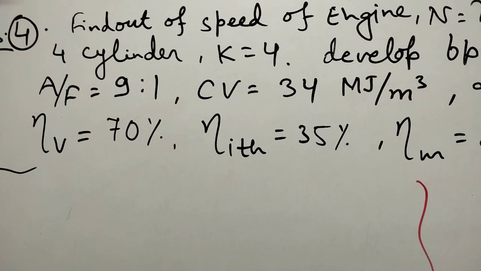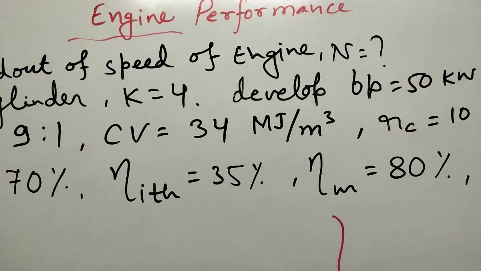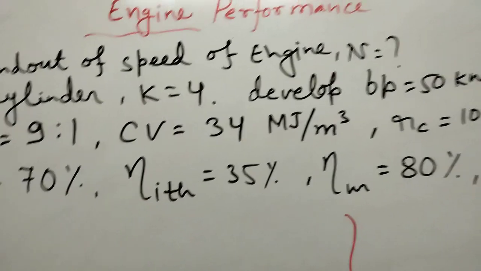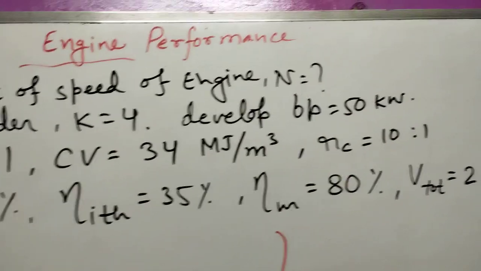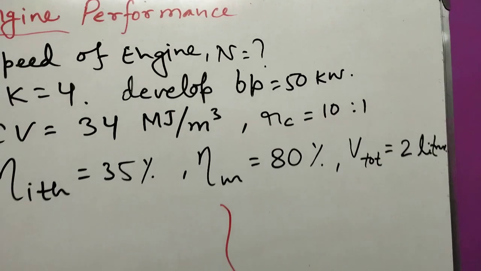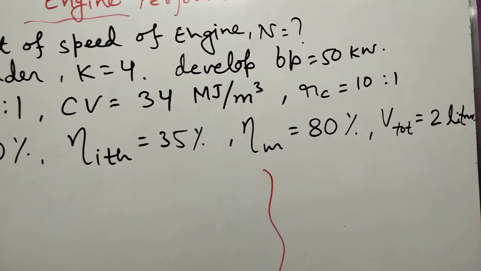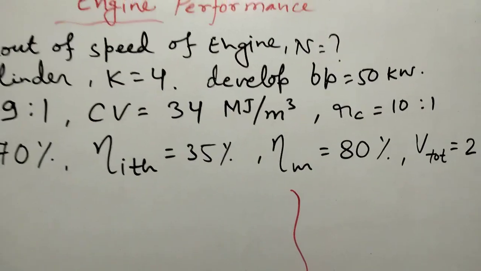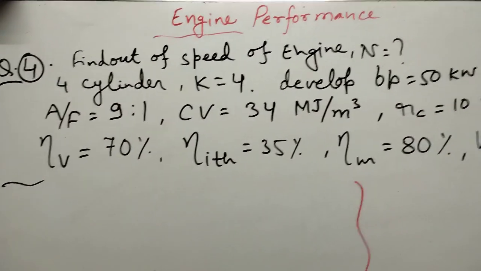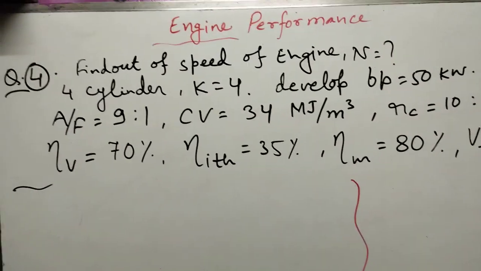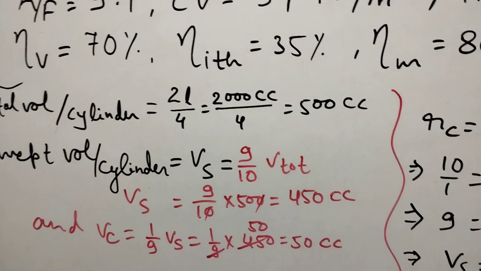Volumetric efficiency is 70%. Indicated efficiency 35%, mechanical efficiency 80%, and the total volume is 2 liter. Now find out the engine speed, N equal to what? First calculate the total volume per cylinder.